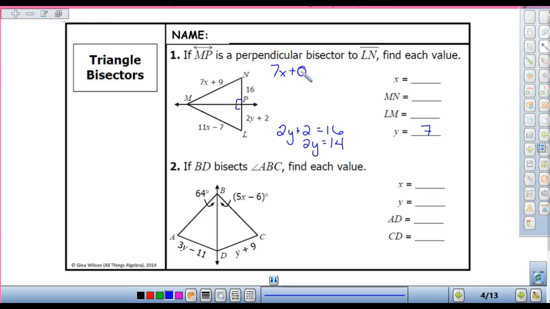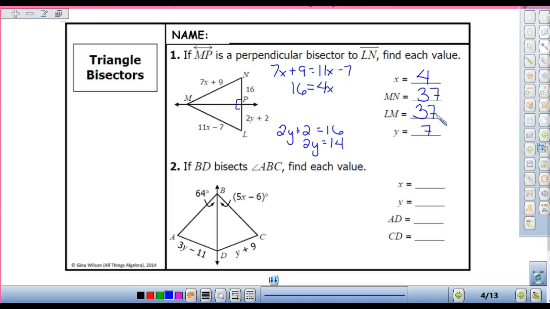So 7x plus 9 equals 11x minus 7. So now what? Minus your 7x, so I have 4x equals 16. So x is 4. So if x is 4 and I plug it in here, MN is going to be 37. And if I plug it in for LM, LM is going to be... if I plugged those in and didn't get the same answer for MN and LM, you know you did it wrong.